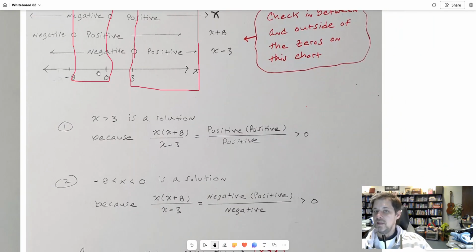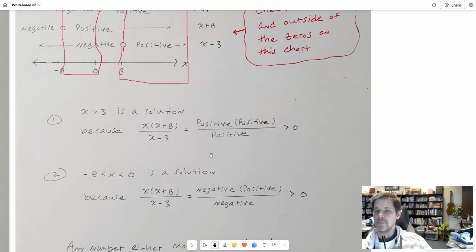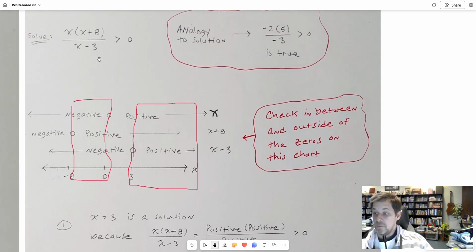So anything between -8 and 0 is also part of our answer, because that expression we're given in the beginning turns out to be a negative times a positive divided by a negative, which is greater than 0, and which would work according to what we're trying to solve. Okay, now from 0 to 3 doesn't work. From -infinity to -8, I would have to check out here also. That doesn't work either, because that's a negative times a negative times a negative. Okay, so yeah, that wouldn't give you a positive number as a result.